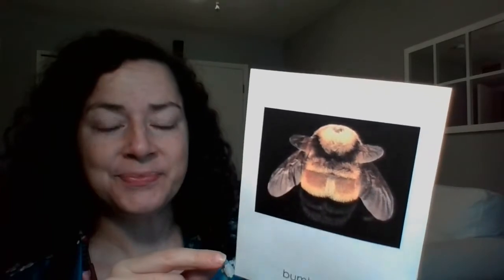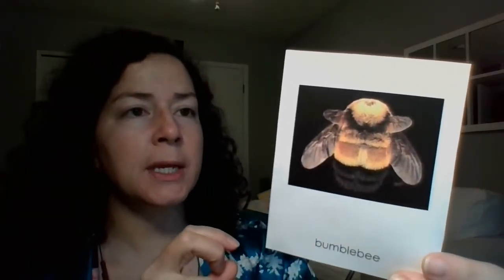This is a bumblebee, and the bumblebee is very fuzzy. It's larger. It is also social. That means that it likes to live together with other bees, and they will have a queen that lays eggs.